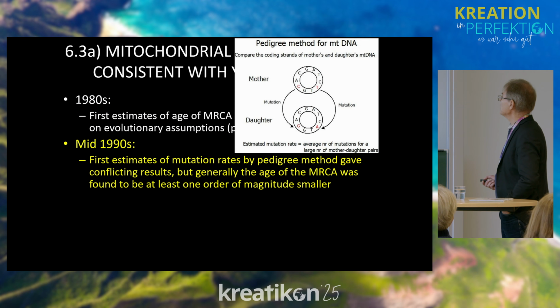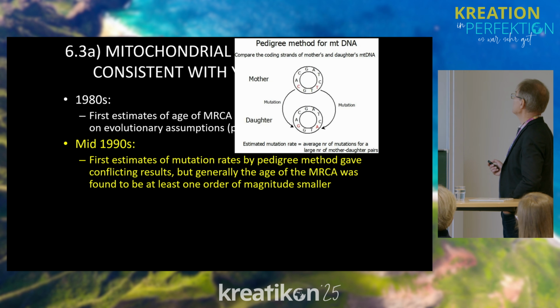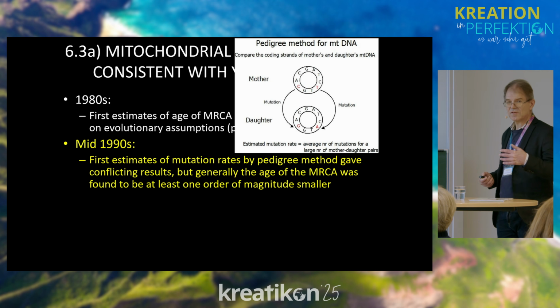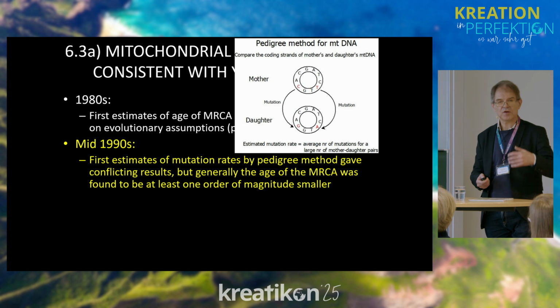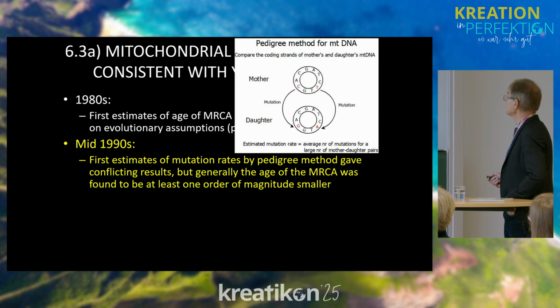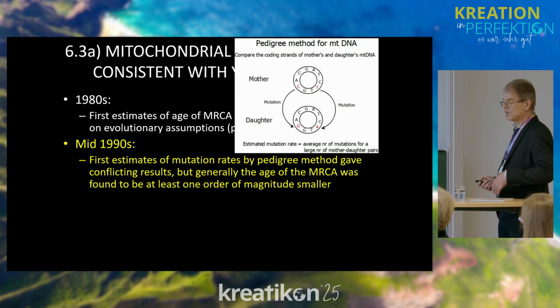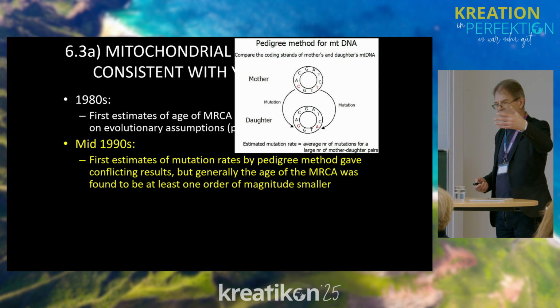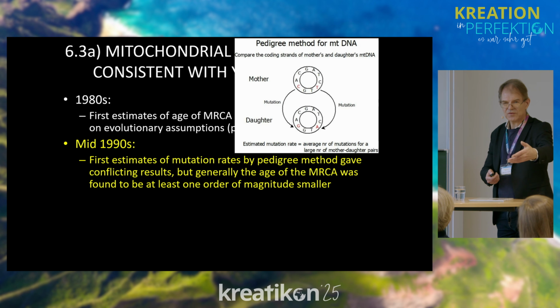But in the mid-1990s, the first estimates of human mutation rates by the pedigree methods, I illustrated this earlier for Y chromosomes. It's the same principle for mitochondrial DNA. And then we basically compare a number of mother-daughter pairs and check the average number of mutations per generation. And the first estimates of mutation rates by pedigree method gave conflicting results, but generally the age of the most recent common ancestor was found to be at least 1 order of magnitude smaller, because the mutation rate was 1 order of magnitude larger, and hence the age of the most recent common ancestor at least an order of magnitude smaller.